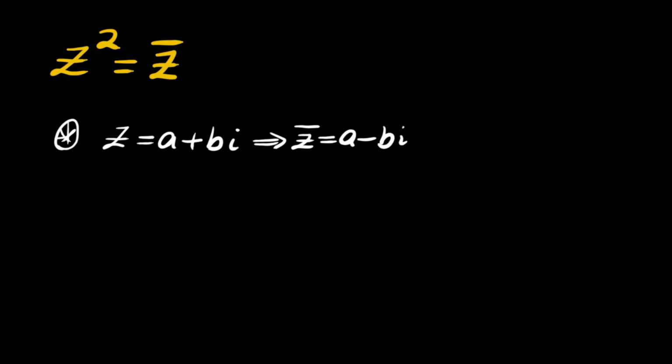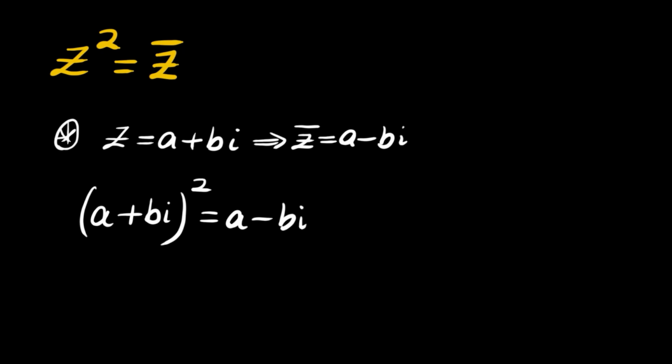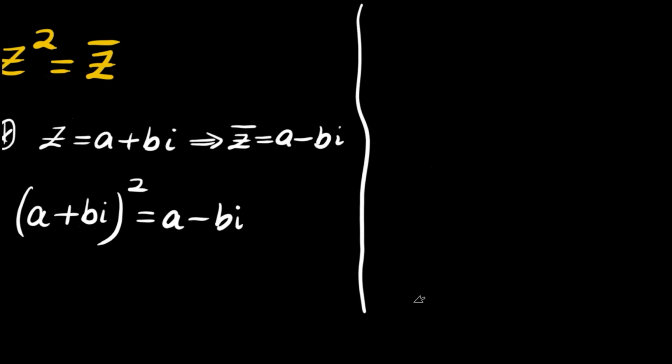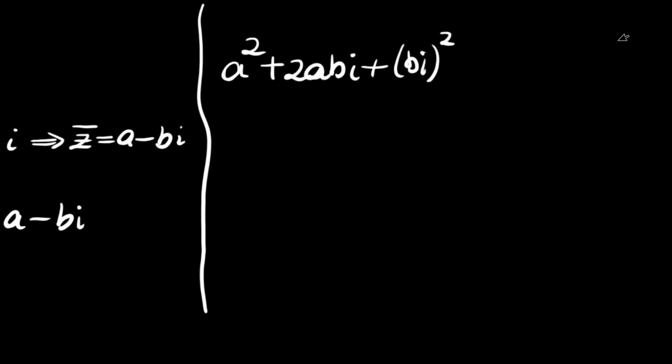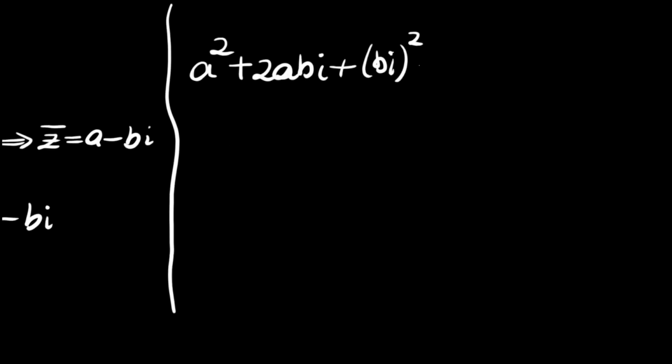Now I will plug this into our equation. We have a plus bi all squared is equal to a minus bi. Now let's expand the left hand side. We'll have a squared plus 2 times abi and plus bi squared. This is equal to a minus bi.